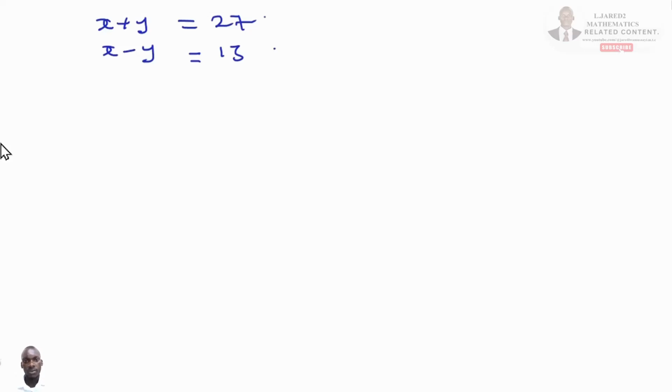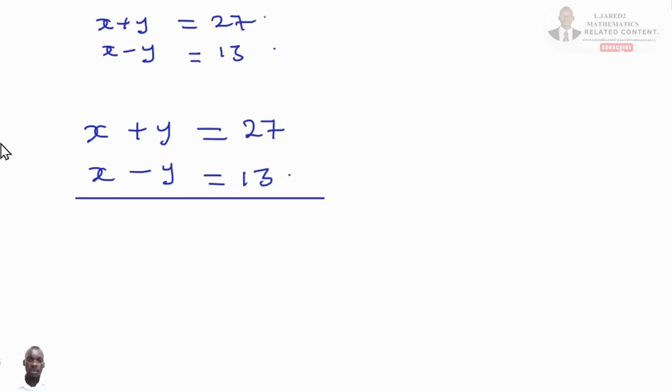This is what we do. We relate them in this order. So we have x minus y equaling 13. So in here, I can see that we can eliminate x by subtracting these two equations, implying that as we subtract, we shall have x minus x giving us 0, then y minus negative y giving us 2y equaling 27 minus 13, we are getting 14.